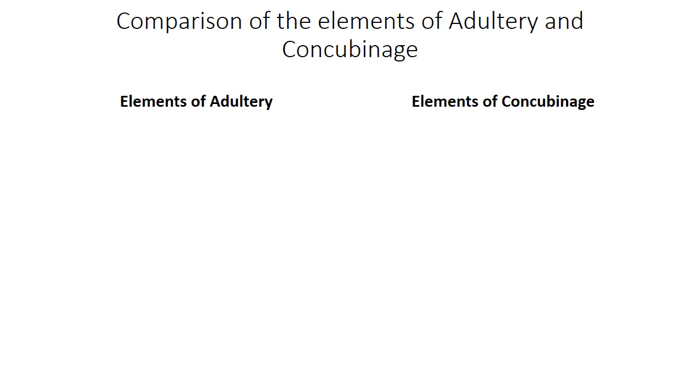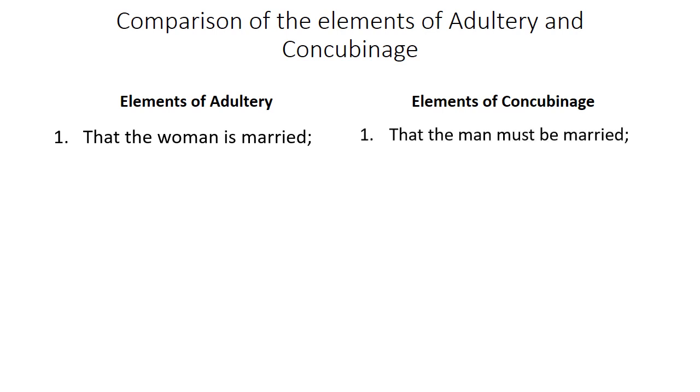For this slide, we are now going to compare the elements of adultery and concubinage. For the crime of adultery, the first element is that the woman is married. The offender here, take note, is a married woman, whereas that of concubinage, the offender is a married man, such that the first element of concubinage is that the man must be married.